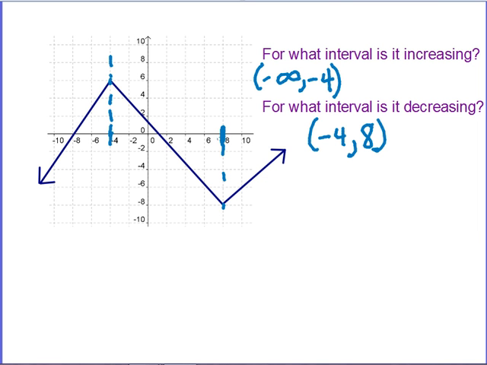What happens here at 8 again? From 8 moving forward, my graph starts to increase again. So from 8 to infinity, I have a positive slope. Because I have more than one place where it's increasing, I'm going to put a U for union. This means that it's increasing in both places.